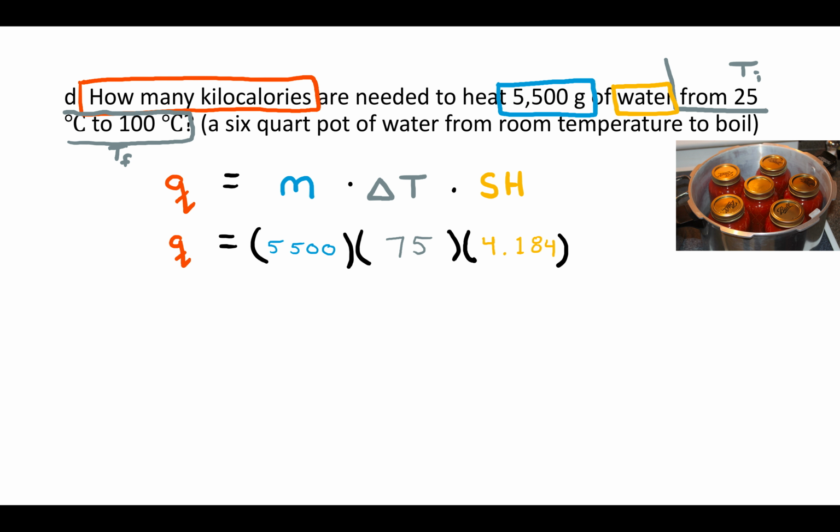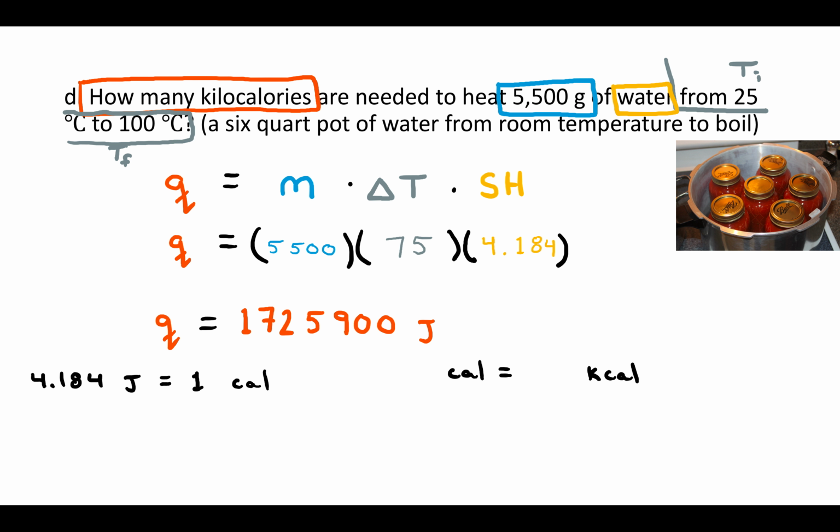If you plug all that into a calculator and press enter, you should get 1,725,900 joules. Now, they wanted the heat in kilocalories. We have it in joules, so we need to do a conversion. Every time you do a conversion, you need a conversion factor that relates the two units. Now, I don't have a conversion factor that relates joules to kilocalories directly, but I do know how joules and calories relate. There are 4.184 joules in every 1 calorie. And then I can see a relationship between calories and kilocalories. There are 1,000 calories in every 1 kilocalorie. So we can use this first conversion factor to go from joules to calories, and the second one to go from calories to kilocalories.